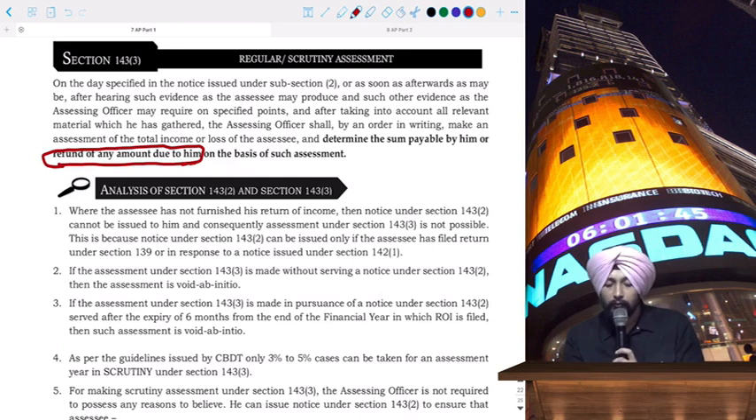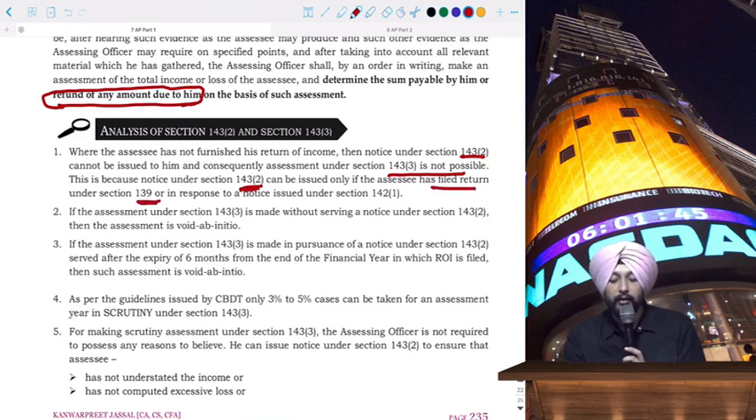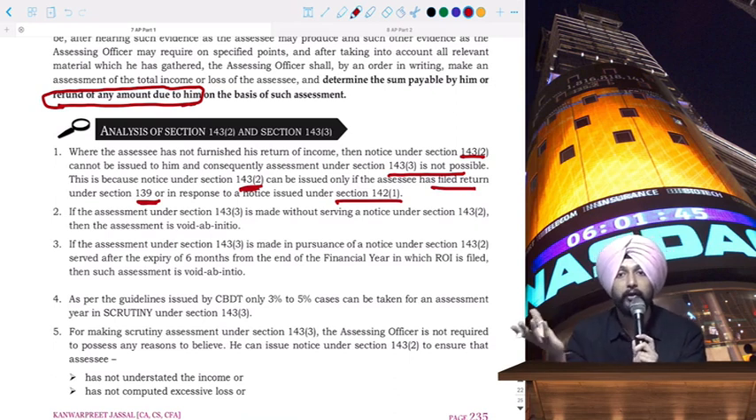Number one. Number two, let's read the analysis part now. Point number one, where the assessee has not furnished his return of income, then notice under section 143.2 cannot be issued to him, and consequently the assessment under 143.3 is not possible. This is because the notice under 143.2 can be issued only if the assessee has filed the return under 139 or in response to a notice issued under 142.1. Important. If the return itself has not been filed, then the assessing officer will not go ahead with the route of 143.2 or 143.3. Understand that.